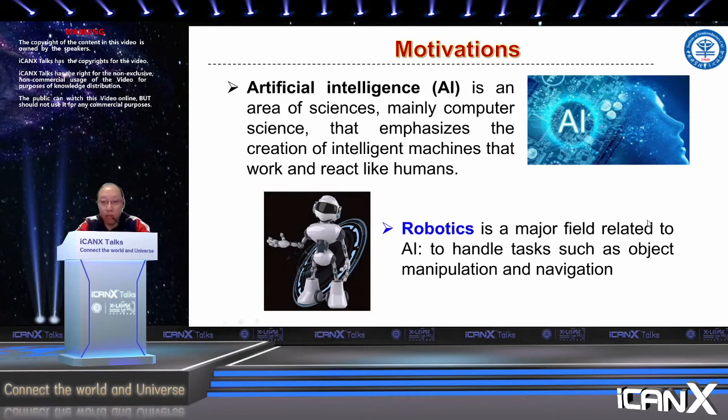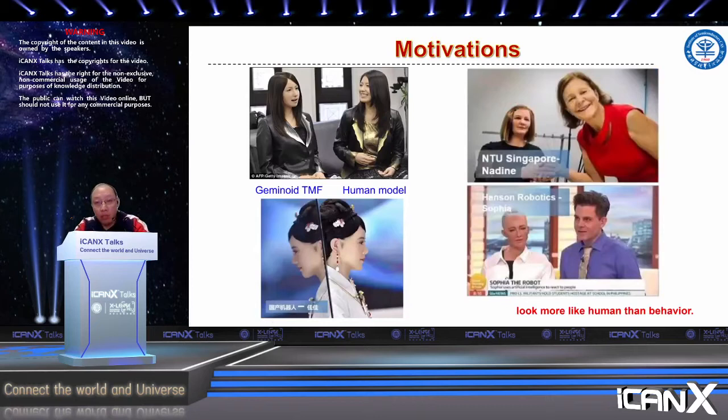For robotics, there are mainly two directions. The first direction is that we try to make the robots look like humans. Here I show images of four different robots designed by different countries. For example, the first one is designed by Japan, and here it shows the robot and its human model. You can see from this image that they look very much alike. Below this is a robot designed by Chinese researchers at USTC. The robot is called Jiajia, and you can see that it also looks very much like a human.